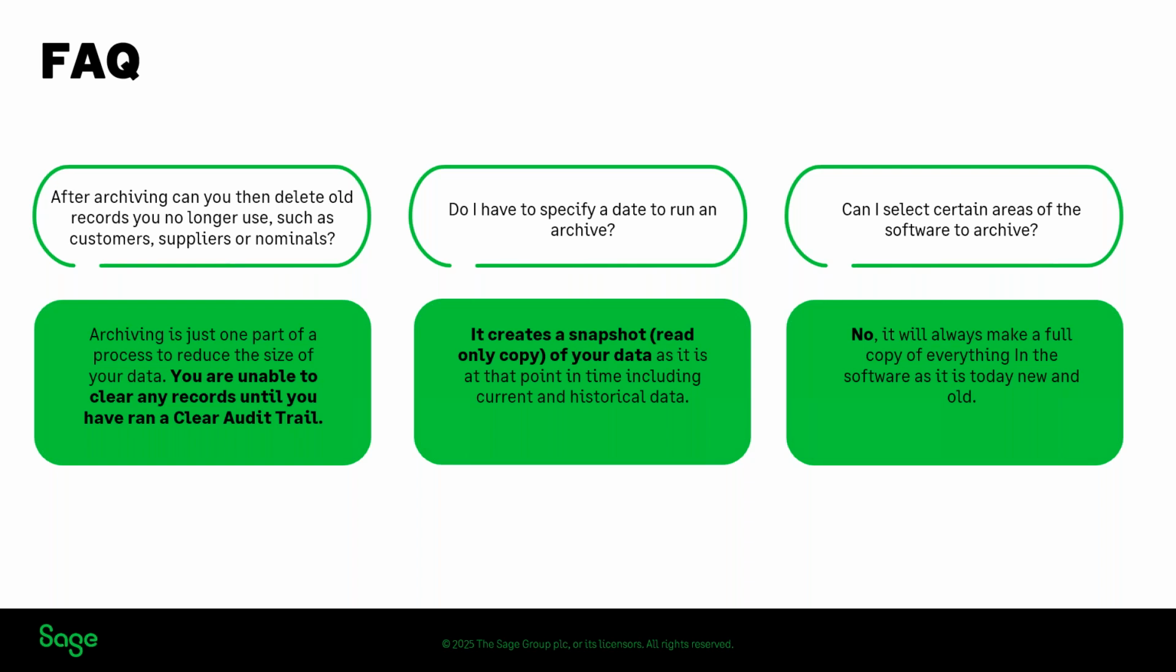Really good question to come in there from Lynette. What happens if your archive is in an earlier version of Sage? That's fine. It will just convert the data when you come to open that company archive. So then you will be able to access it.